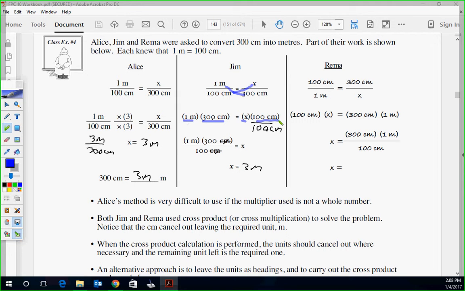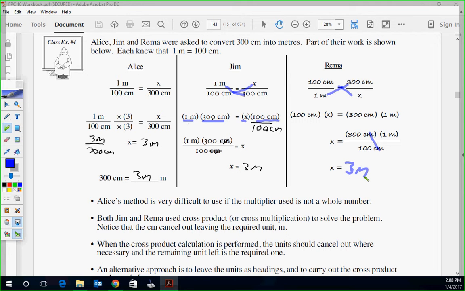Okay, hers is very similar. She just flipped. So she just has her centimeters on top. That's the only difference. So you still cross multiply. You still get the same setup. You still divide. You still get 3. It's really the same thing. It's just flipped, just showing it doesn't matter what's on top. Centimeters or meters, it doesn't matter. Okay, so this is proportional reasoning.